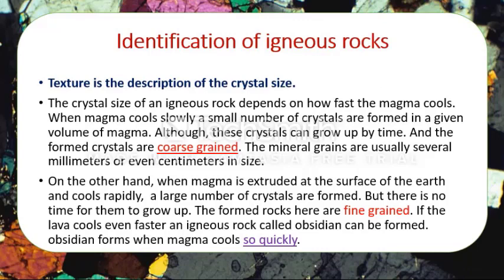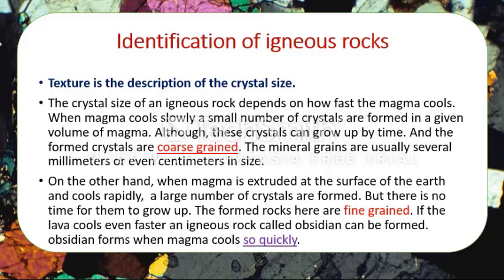Identification of igneous rock. Texture is the description of the crystal size. The crystal size of an igneous rock depends on how fast the magma cools. When magma cools slowly, a small number of crystals are formed in a given volume of magma. These crystals can grow over time, and the formed crystals are coarse grain. So the crystal size is large and the rate of cooling is slow, so the texture is coarse grain.